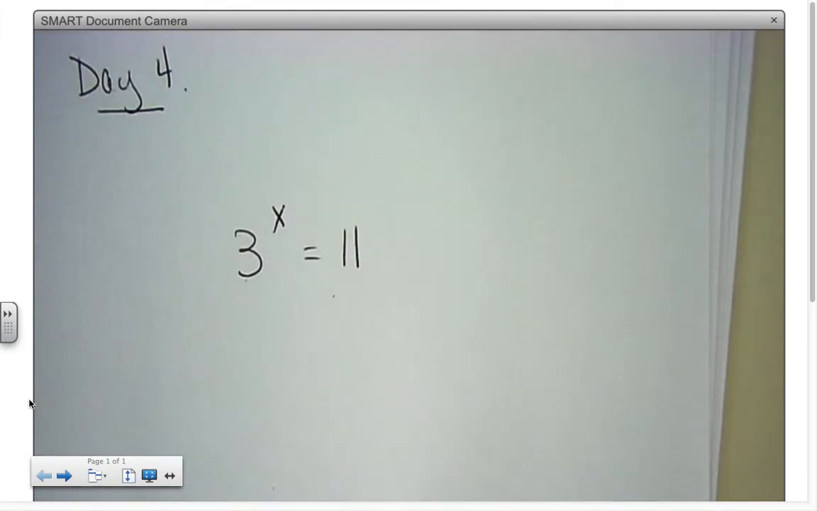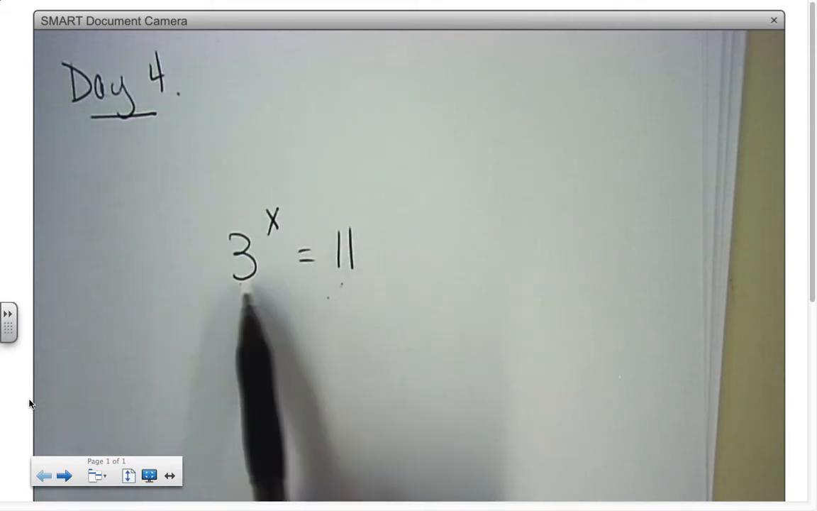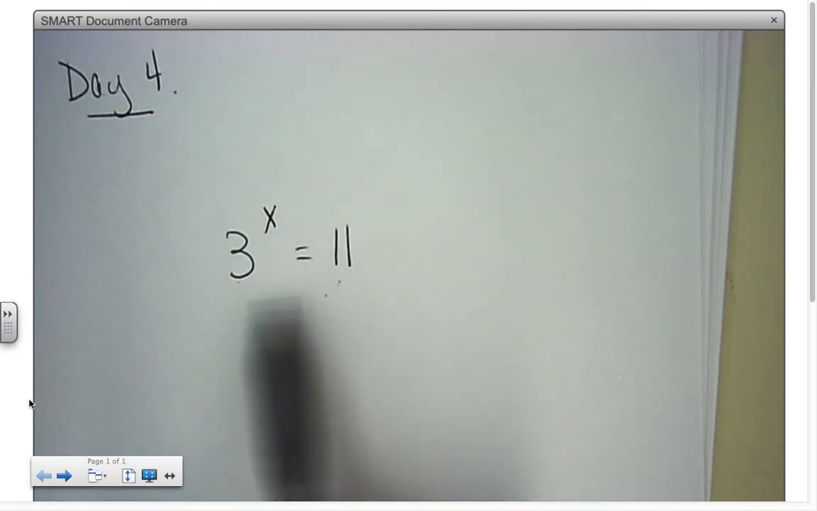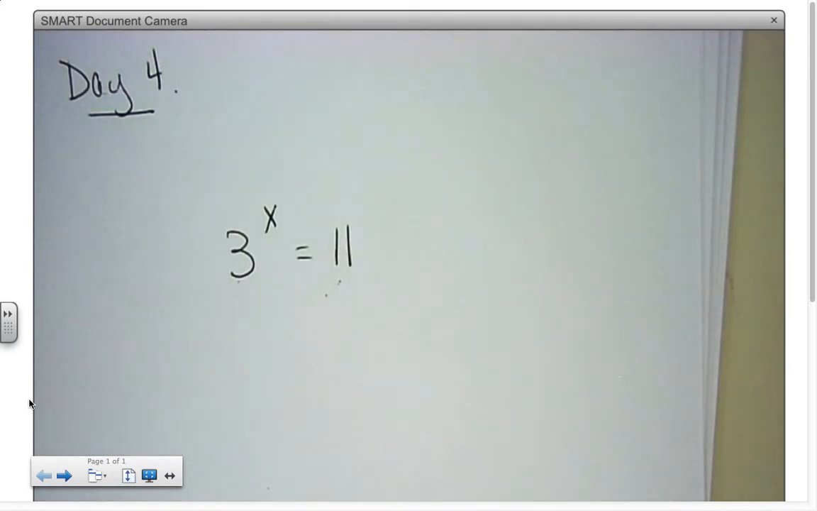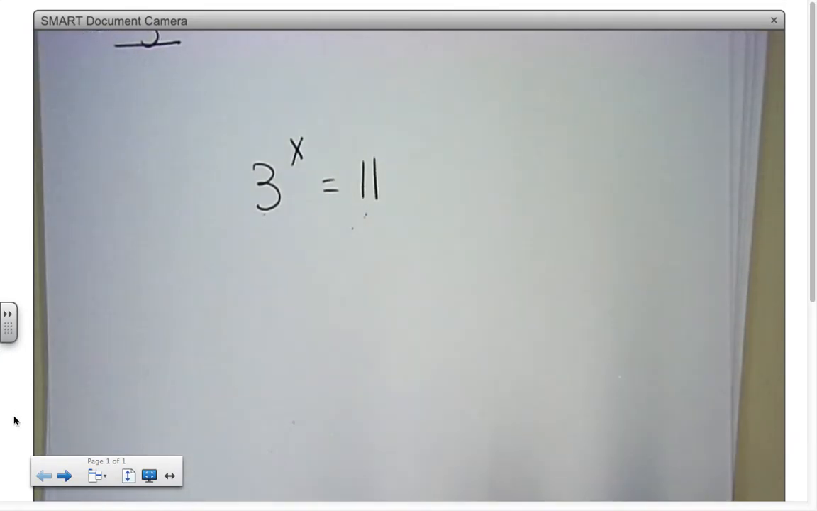We had a strategy on day 2 about getting like bases. I cannot get a like base here because there's no exponent of 3 that would make 11. But I need to solve this to find the exact decimal: 3 to what exact decimal would make 11? So mathematicians have come up with something called logarithms, log for short, that lets us solve exponent variables.